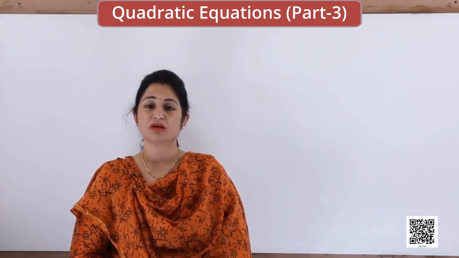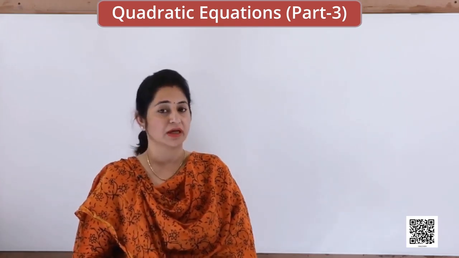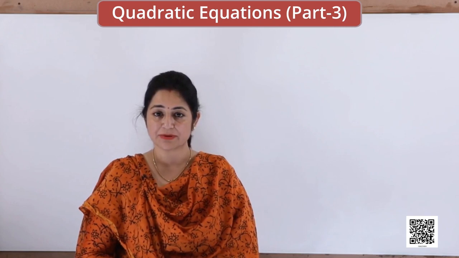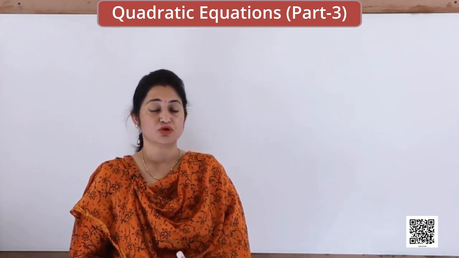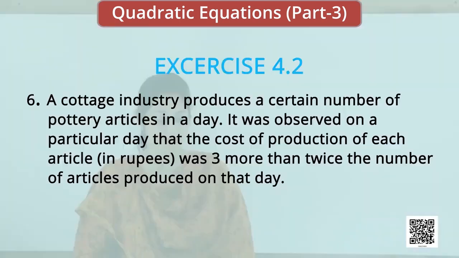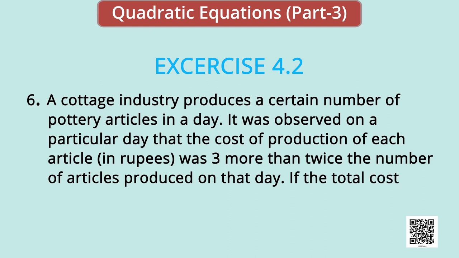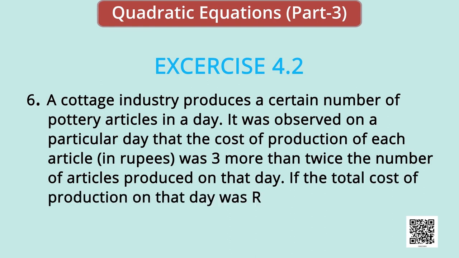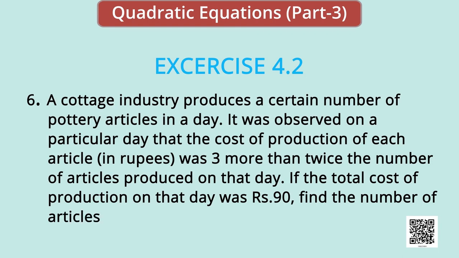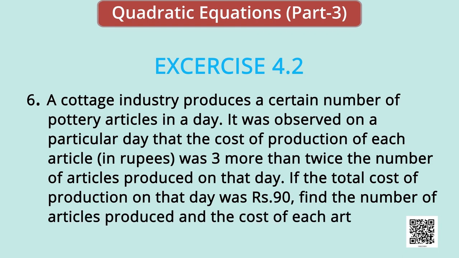So if we suppose the number of articles produced on that day to be x, then the price will be 2x plus 3, right? If the total cost of the production on that day was rupees 90, then find the number of articles produced and the cost of each article.